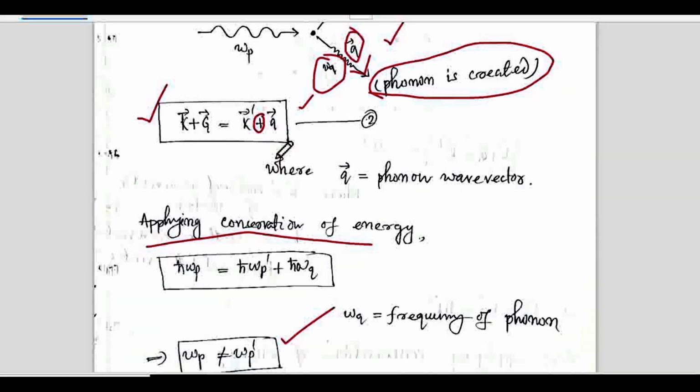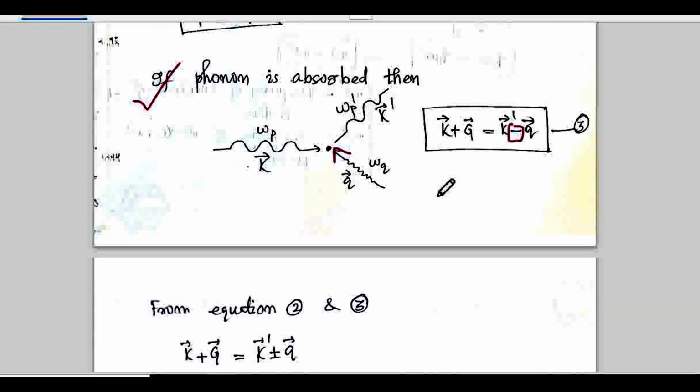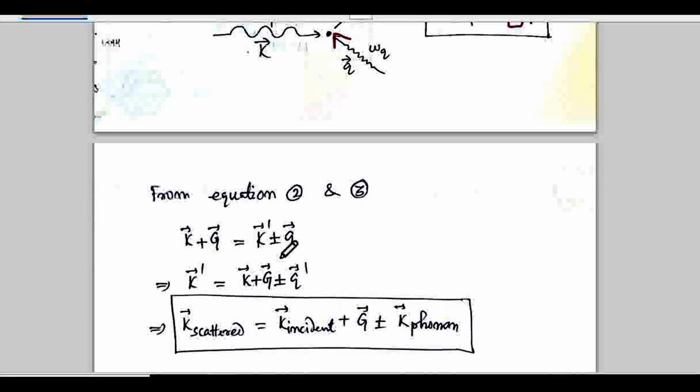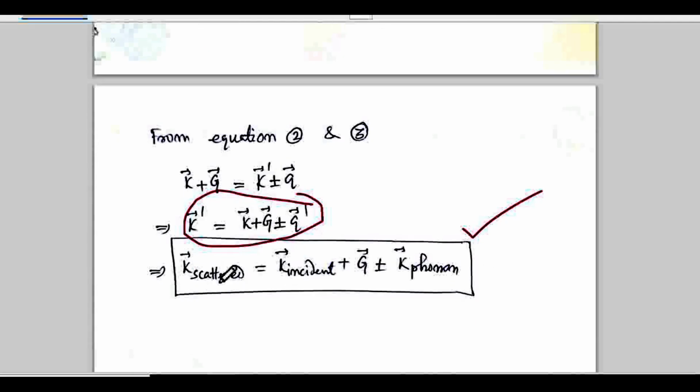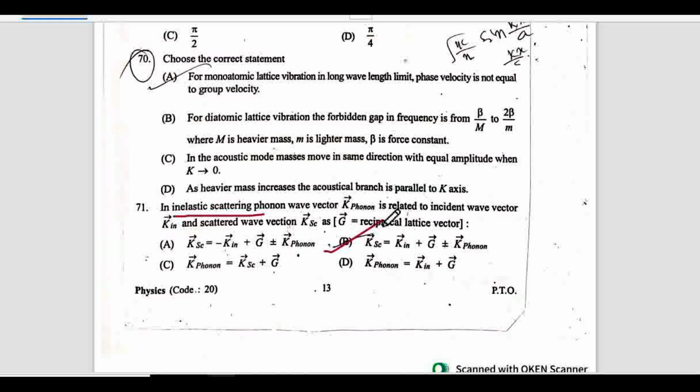Okay, so if you combine these two equations, this is equation 2 and this is equation 3, and write it in a compact way, then you will get a negative-positive sign in this equation. And if you rearrange this, that means if you throw k dash to the left side, ultimately you will get this equation. That means k scattered is equal to k incident plus the reciprocal lattice vector and plus-minus k phonon. Okay, so option B is the correct one.